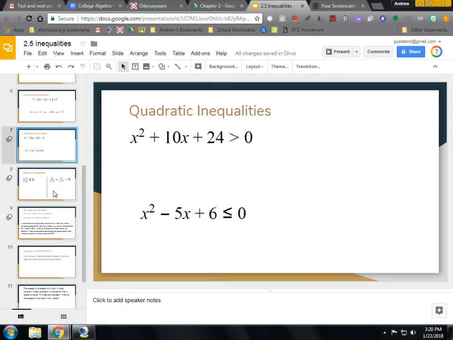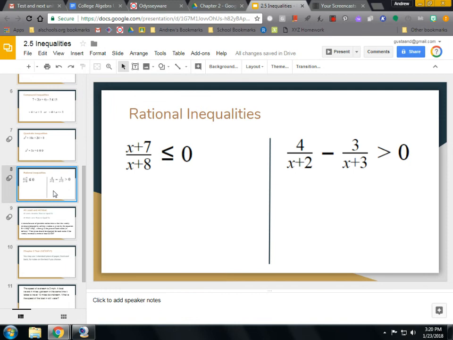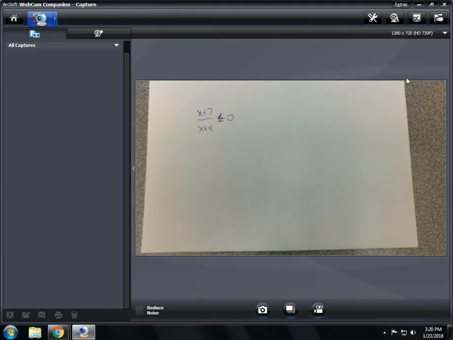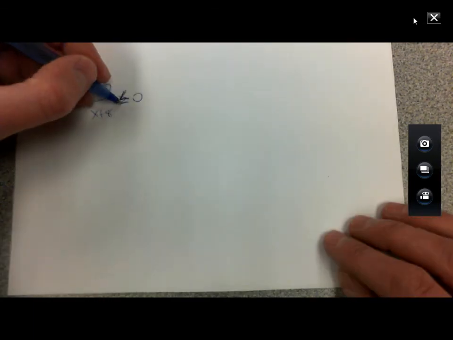Okay, almost done. Rational inequalities. So I'm going to do the one on the left here, and I'm going to ask you to try the one on the right on your own. So on the left, we've got (x plus 7) over (x plus 8). So we've got this rational inequality. Back over to my document camera. This is less than or equal to 0.